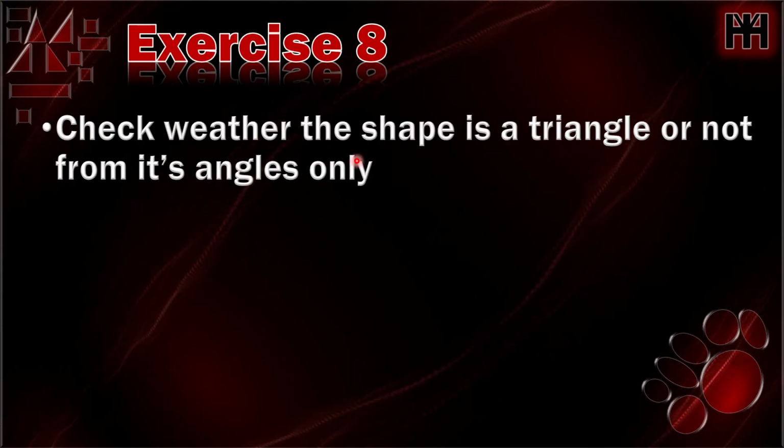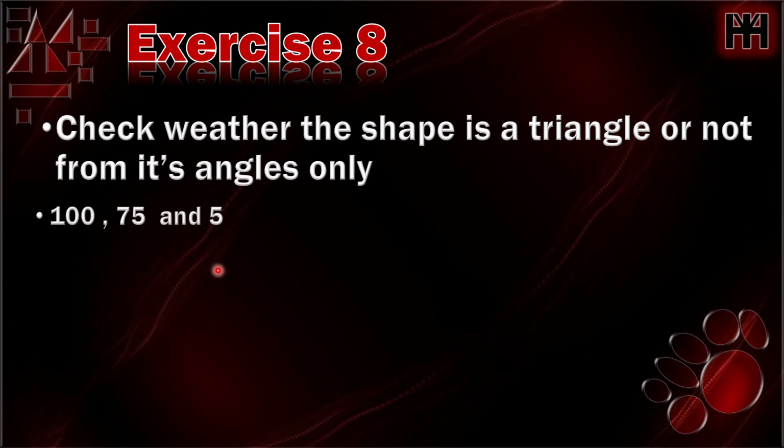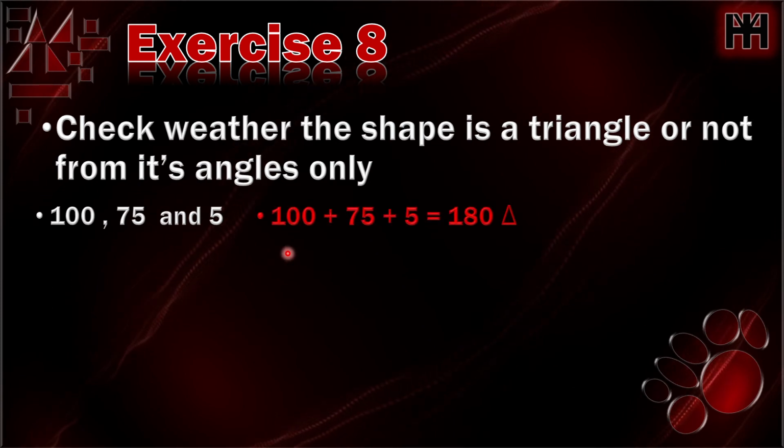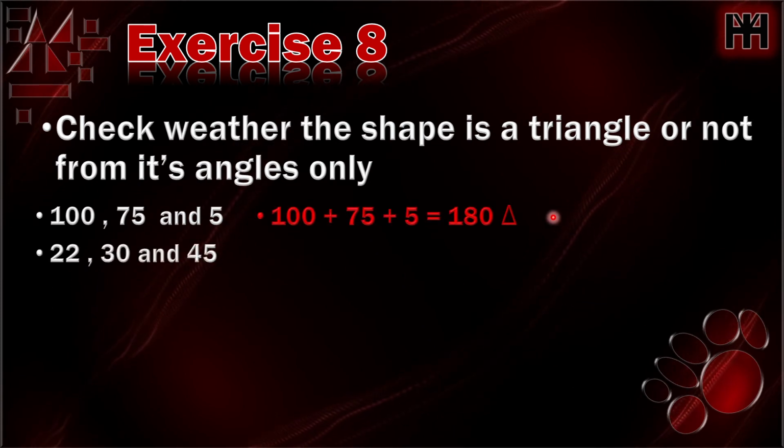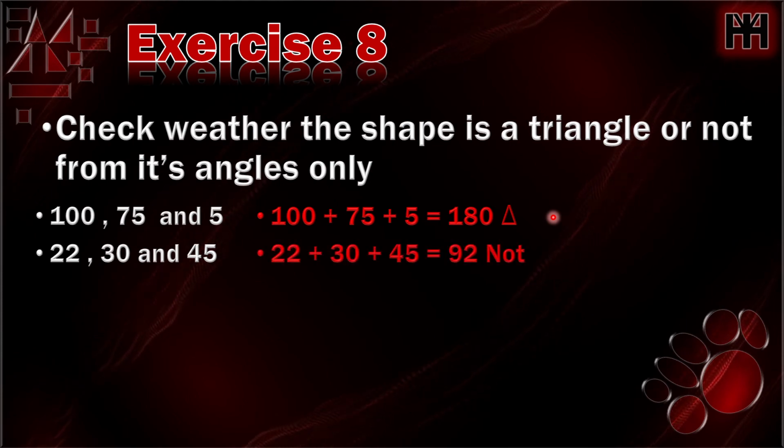Check whether the shape is a triangle or not from its angles only. You can't see the shape, you can only see the angles. Remember what I said about the triangle, that the sum of its angles must be 180. So if we add them and they are 180, then they are a triangle. Okay, let's see. We added them. They are not 180, so they are not a triangle.